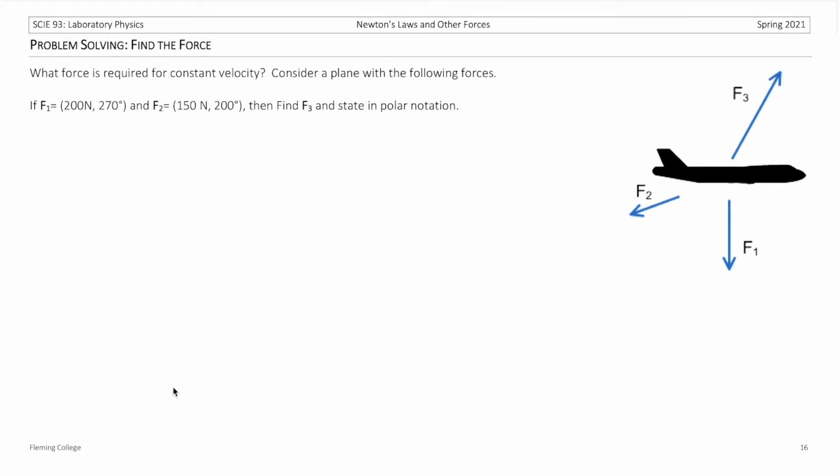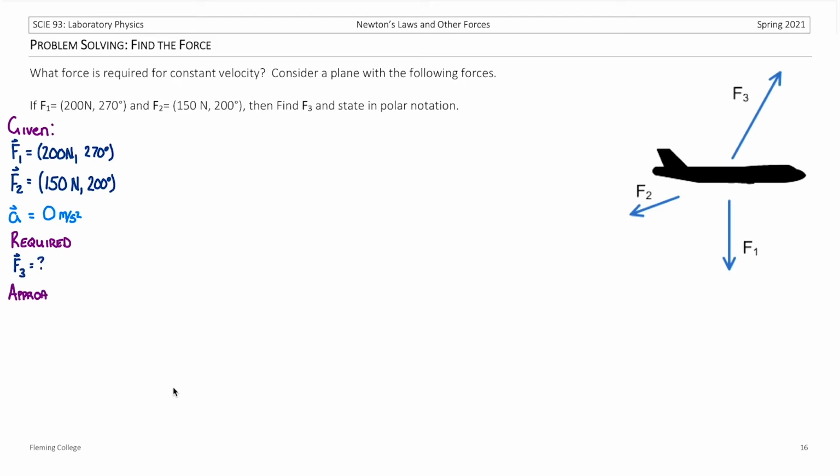Let's look at our strategy to employ when we are asked to find what force is required for constant velocity. Consider a plane with the following forces applying. So again, it's important to consider all the information available to you. Most students will be able to pick up that they were given 2 forces, but another very important piece of information here is that our plane is moving at a constant velocity, which means we also know that the acceleration is equal to 0. So if we're required to find force number 3, our approach should be that if acceleration is equal to 0, then net force is equal to 0.